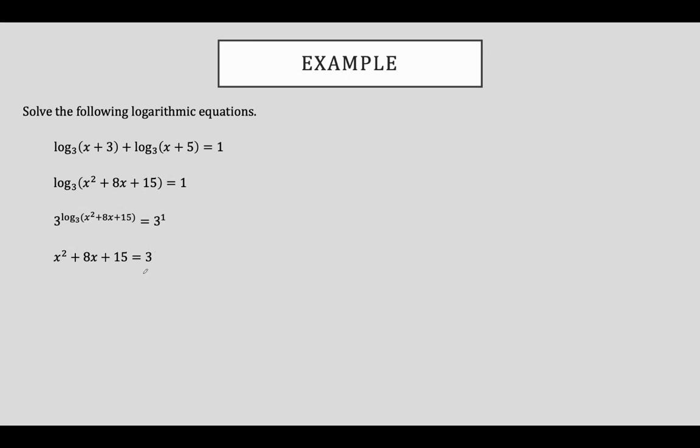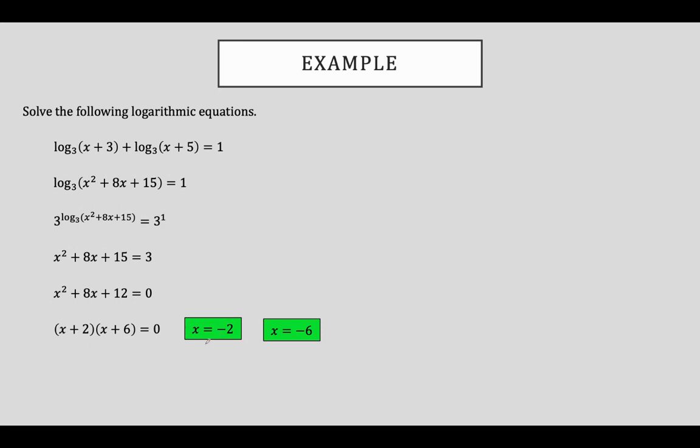Notice that this generated a quadratic equation. And how do we solve quadratics? We set them equal to 0. We're going to subtract 3 from both sides, and we are going to factor x squared plus 8x plus 12. That is going to factor into x plus 2 times x plus 6 is equal to 0, leaving us with x equals negative 2 and x is equal to negative 6.